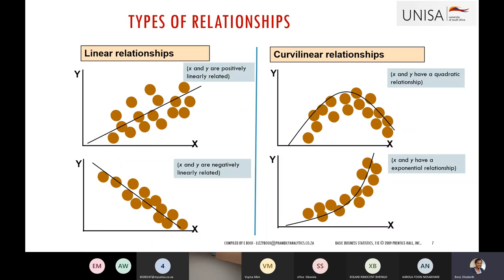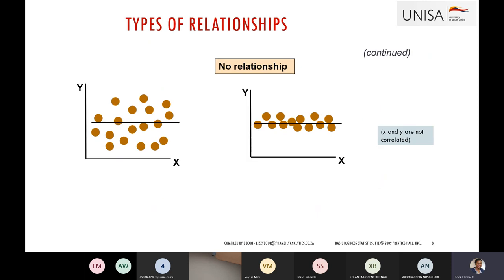And we said when it's linear, it can either be a negative relationship or a positive relationship. When it's a non-linear relationship, it can take a quadratic form, or an exponential form. And when there is no relationship, it means one variable is constant, and therefore there won't be any relationship.